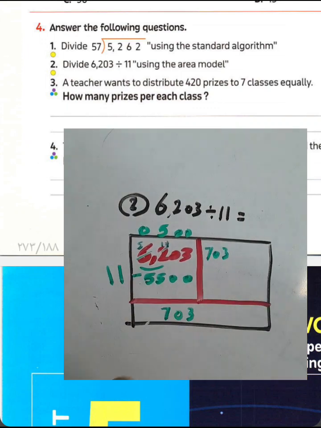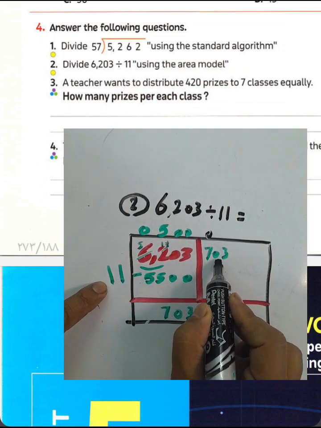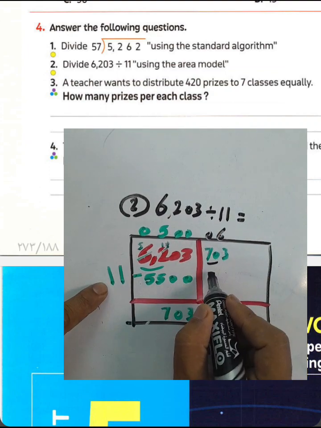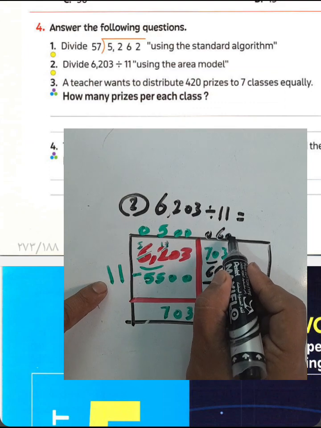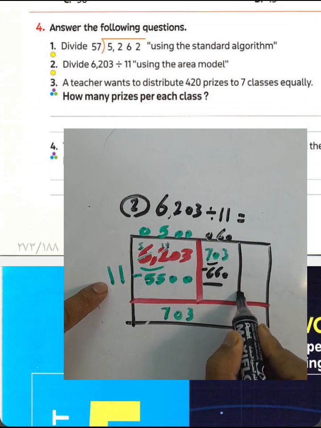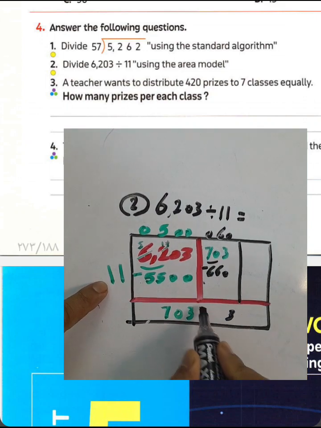703 divided by 11 here. Use steps. 7 divided by 11 we can't do it, so with 70 divided by 11 equals 6, because 6 times 11 equals 66, and then write 0 here. 0 times 11 equals 0. Find the difference between the two numbers here. 3 minus 0 equals 3.